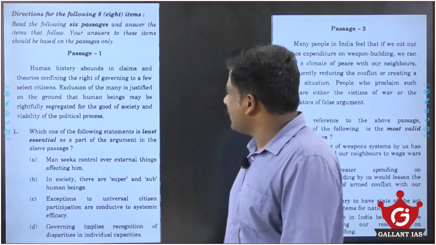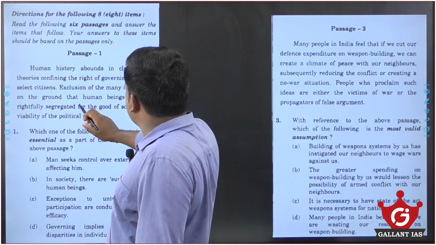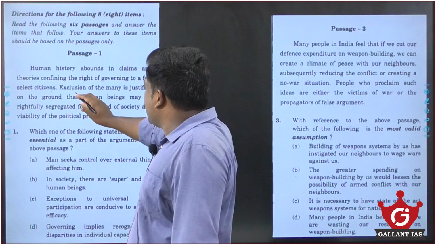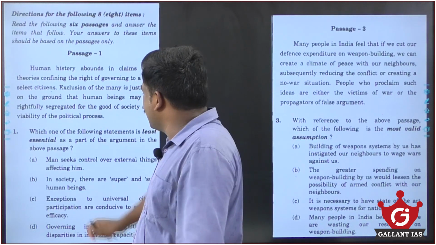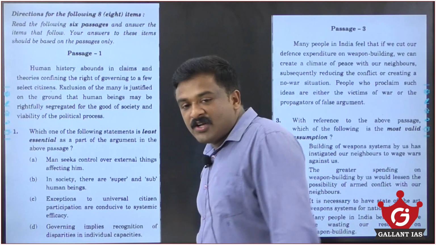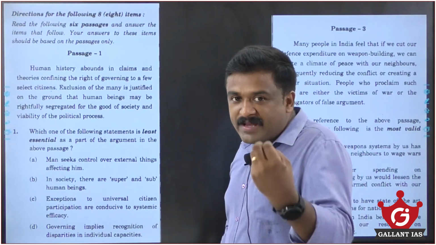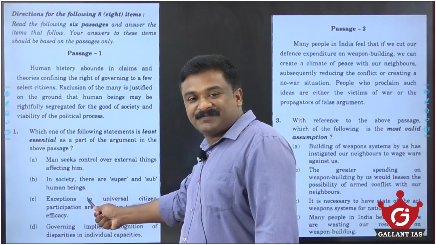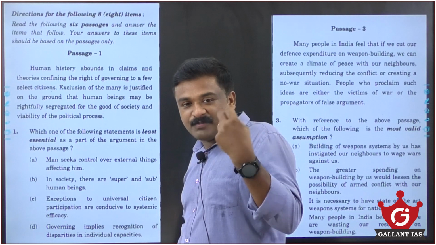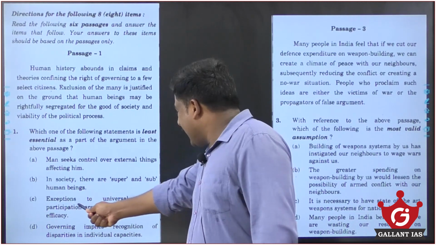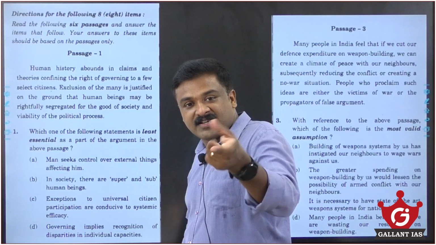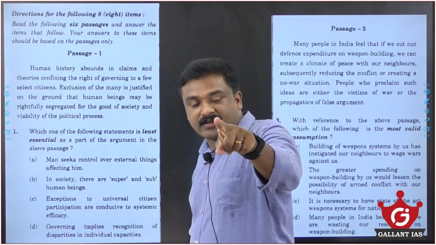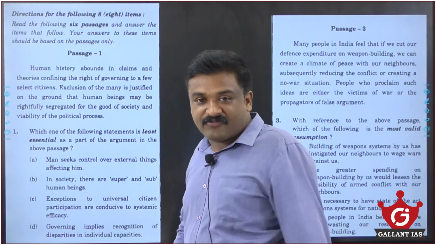So, certain words you see: few select citizens. There is exclusion, there is another word, segregation. So, the choices matching these words of the passage, I would say, yes, there is super and subhuman beings, something which matches the argument of this passage. Exemptions to universal citizen matches the argument of the passage. Then disparities in individual capacities, that also matches the argument of the passage.